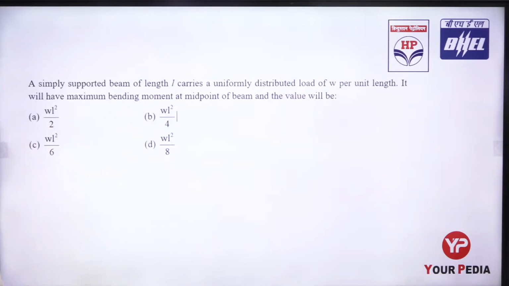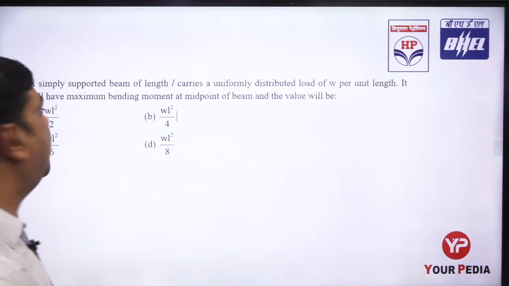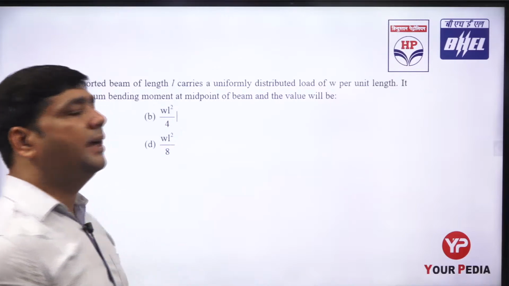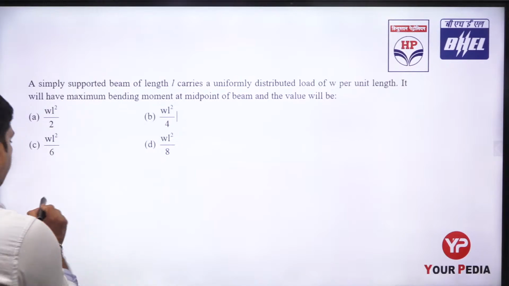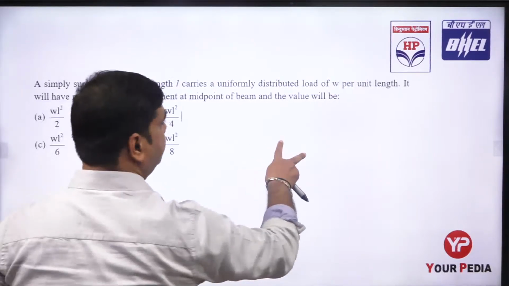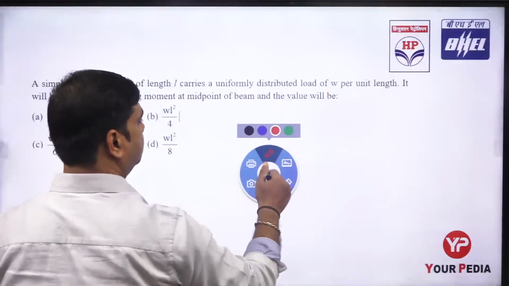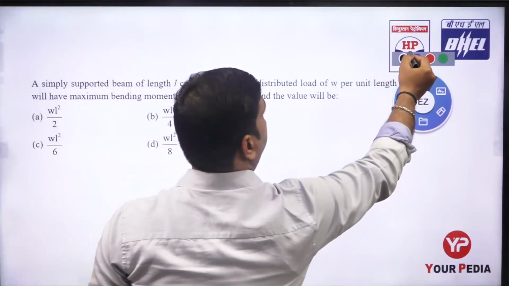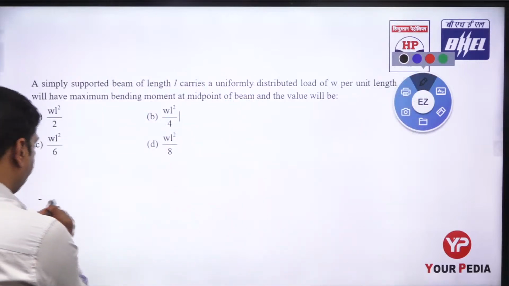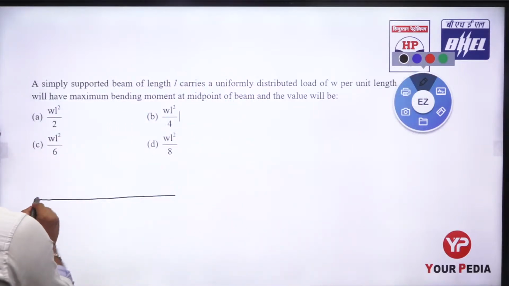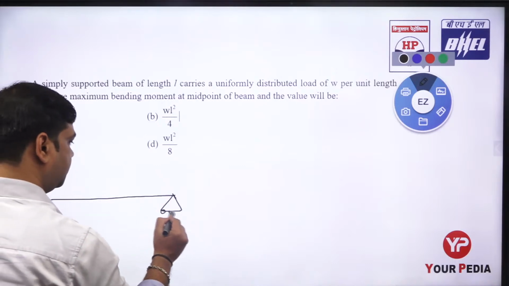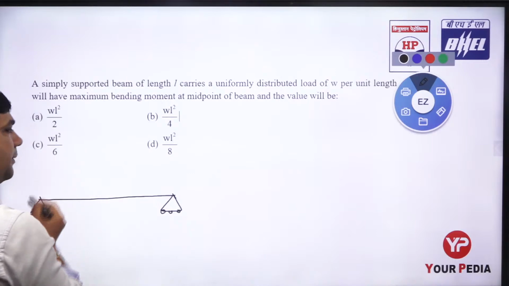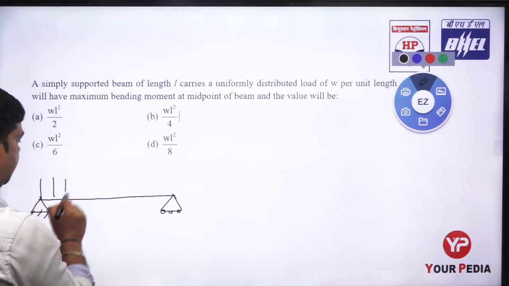Okay, a simply supported beam of length L carries a uniformly distributed load W per unit length. It will have the maximum bending moment at the midpoint of the beam. The value will be directly... It is just talking about a simply supported beam subjected to a UDL. If I'm just talking about the UDL, it looks like this.